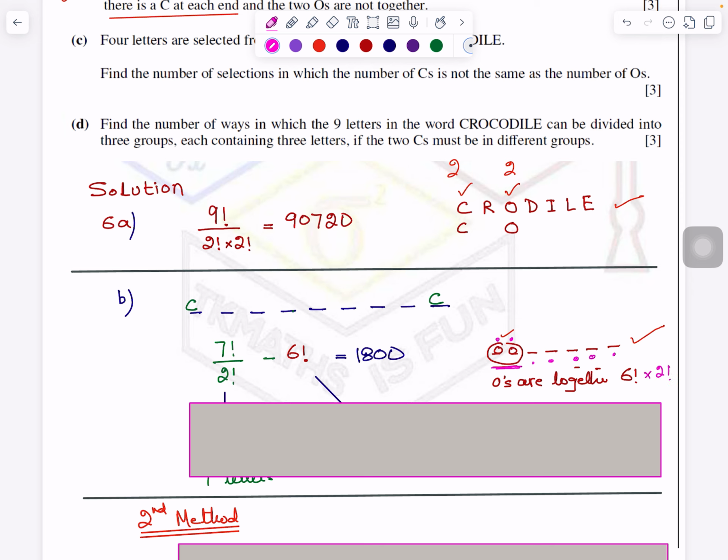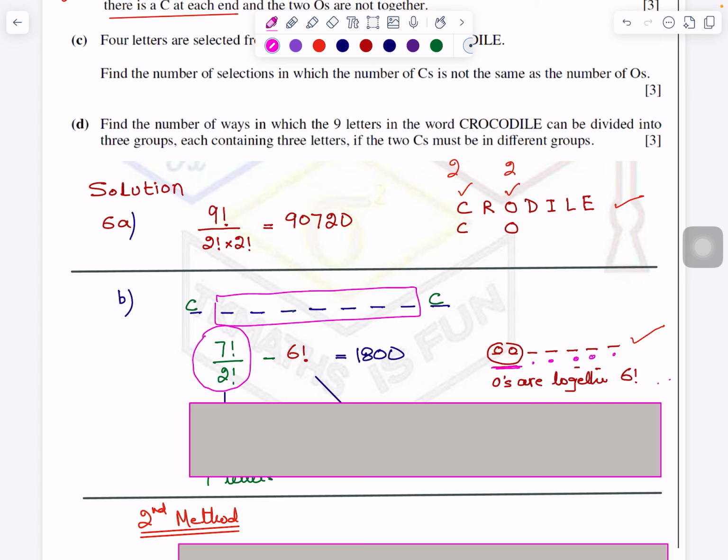So what I am doing here? This is telling me 7 factorial divided by 2 factorial. All the letters which can come here in whatever ways, O's together or O's not together. Then from it, I am subtracting the cases when O's are together. So I will get those arrangements where O's are not together. You get my point? So this is how you will do it. This is one way. I'm giving you a few seconds to think about it.